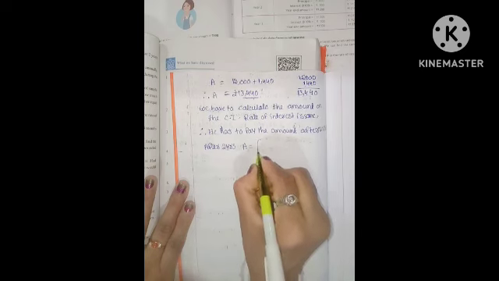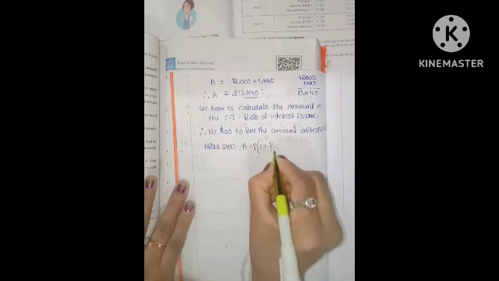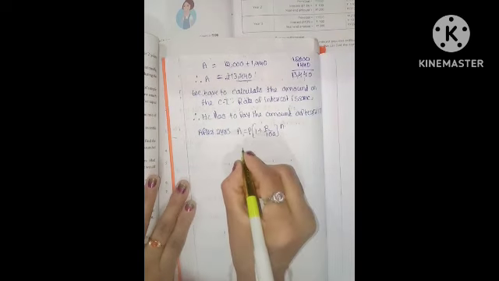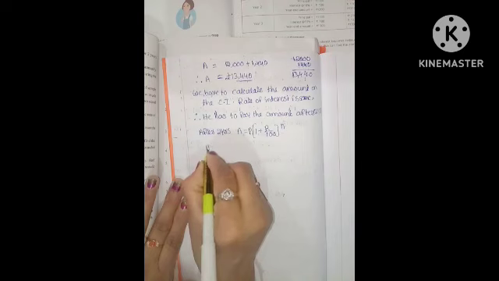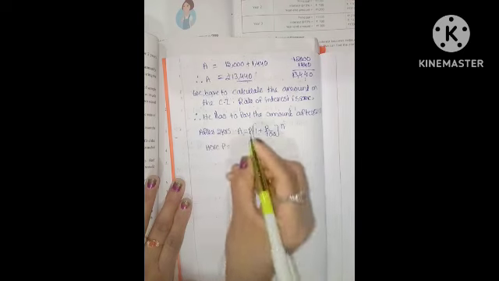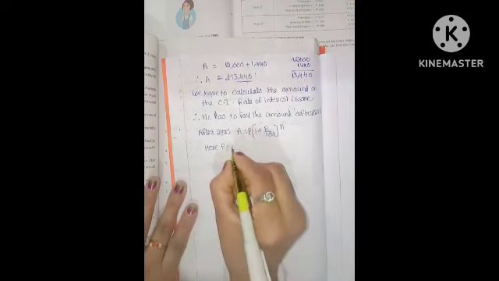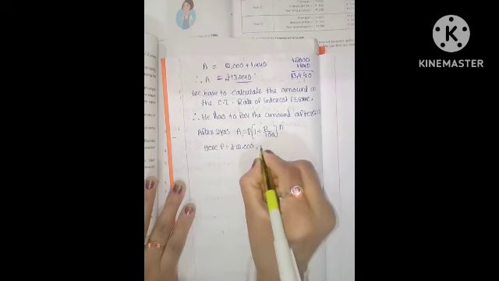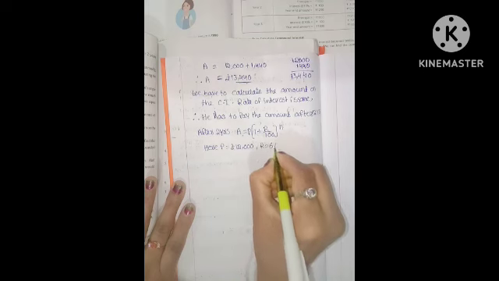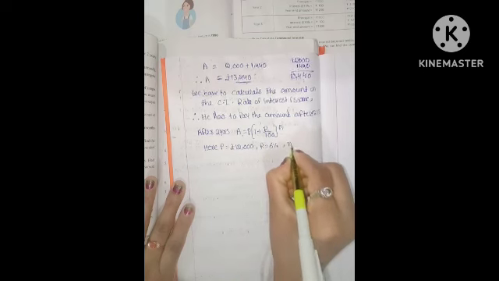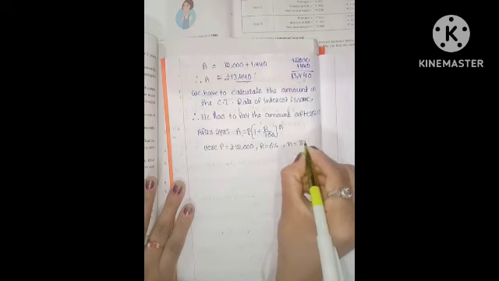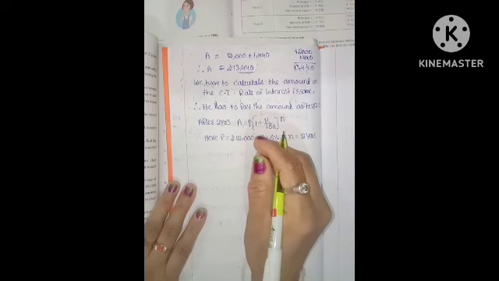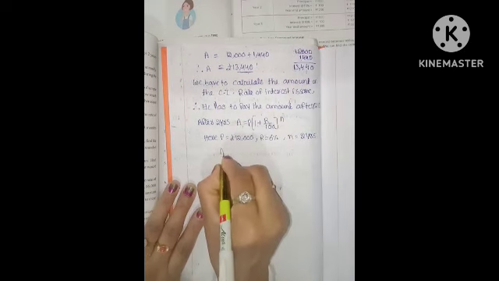Compound interest. So what's the formula? P into (1 plus R by 100) whole power n. Here P equal to 12,000 is given. Next, R equal to the rate of interest is the same. Next, n equal to the period, which is 2 years. Substituting these values in the above formula, we will get the amount.